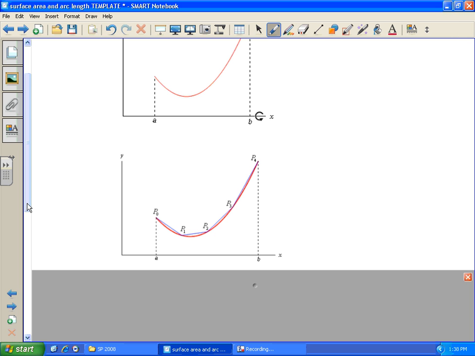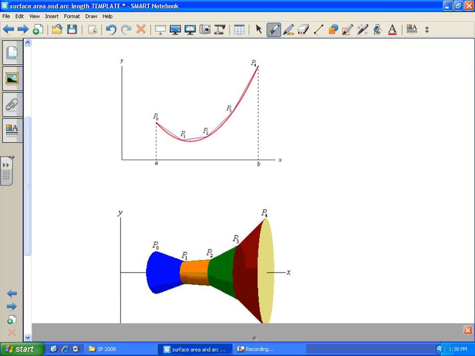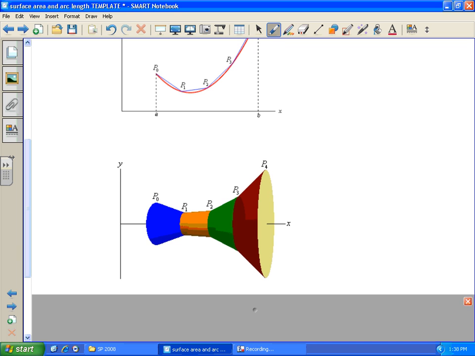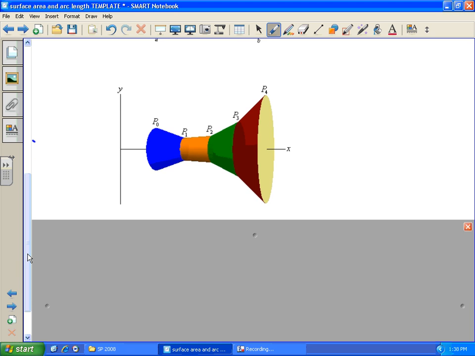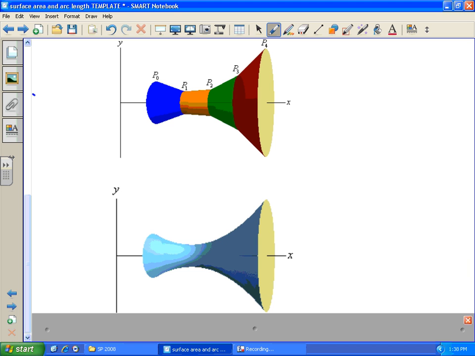I'm going to take each of those lines and rotate them around the x-axis. This is the graph that I would get. If I take each one of those lines and rotate around the x-axis, I get a solid. But that is not a perfect solid. It only used 4 different pieces. Ideally, I want to have n of those. As n goes to infinity, that's going to be the perfect solid generated. So once you do all that, you're going to end up with something like this. And our job is to find a formula that represents the surface area of the solid generated.